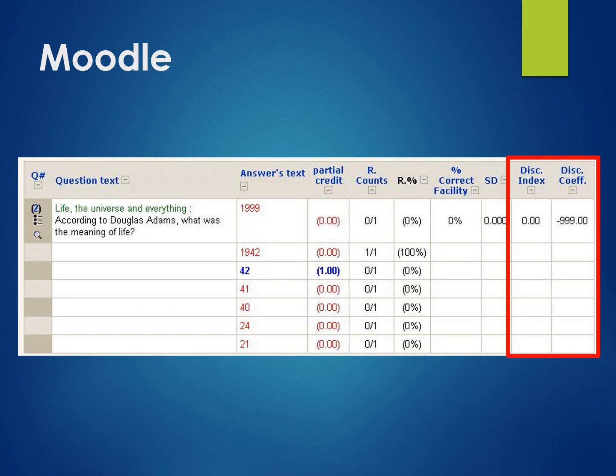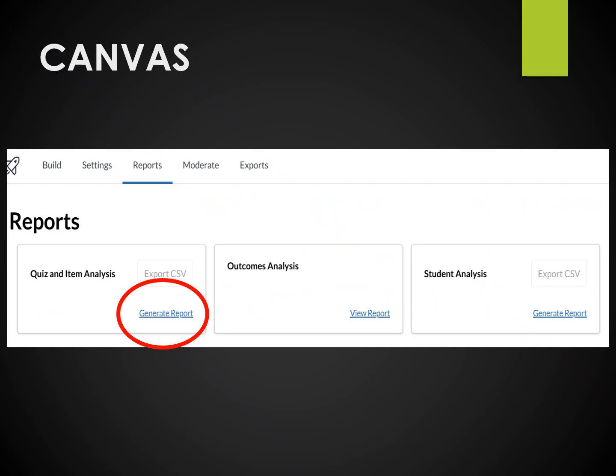And this example is of Moodle. In both the previous slides, I've highlighted in red the sections that you should be looking at for that discrimination and difficulty factor. Because my school uses Canvas, this was the best way for me to showcase reporting.